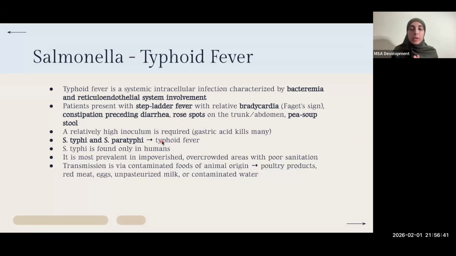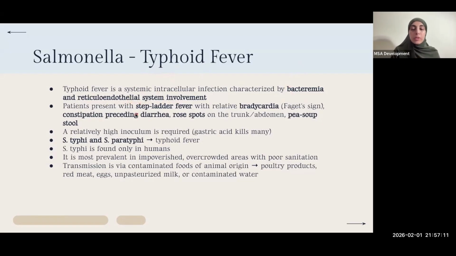Okay, now what is typhoid fever? Okay, so Salmonella is the bacteria. It can cause different kinds of diseases. One of those diseases caused by Salmonella is typhoid fever. What is typhoid fever? It's a systemic intracellular infection characterized by bacteremia and reticuloendothelial cell involvement. So you first get the Salmonella, the bacteria, through the GI, and then it will go into the blood, causing bacteremia, and then move to the reticuloendothelial system.